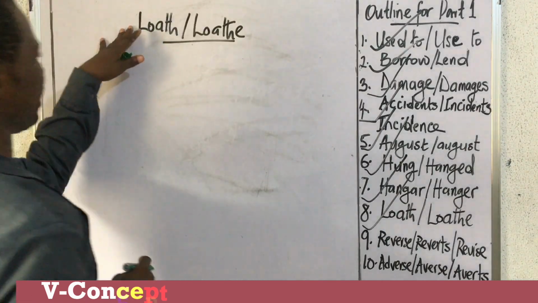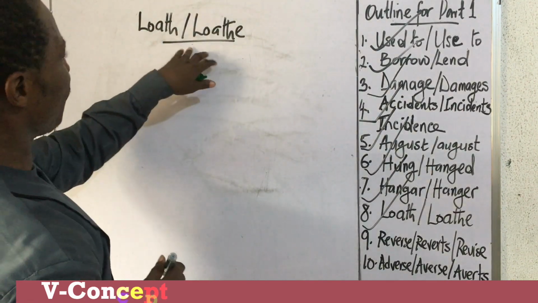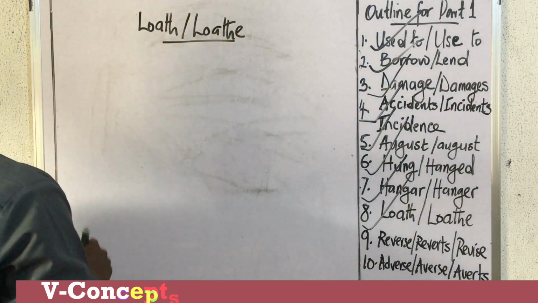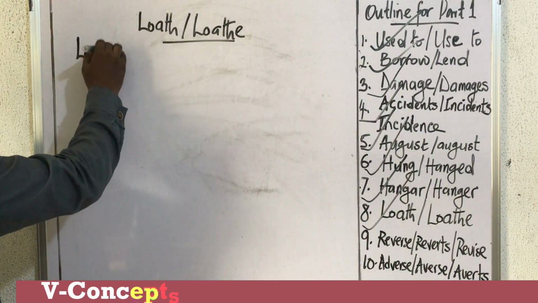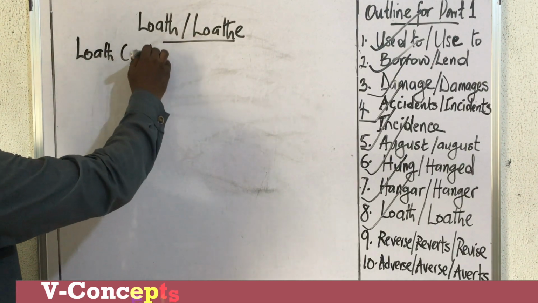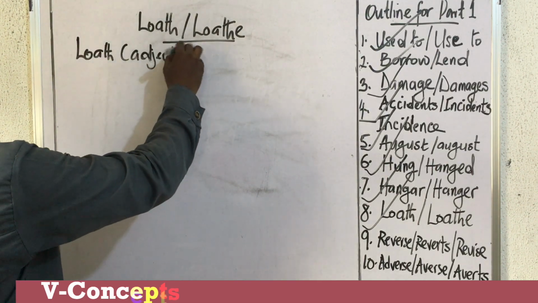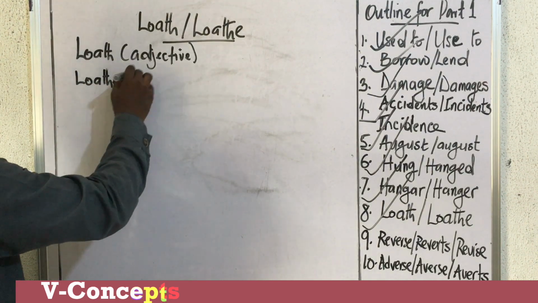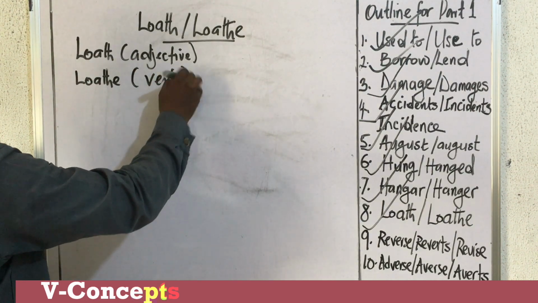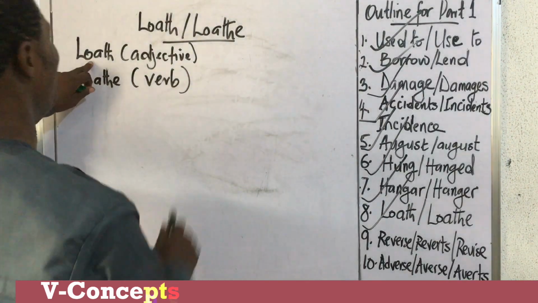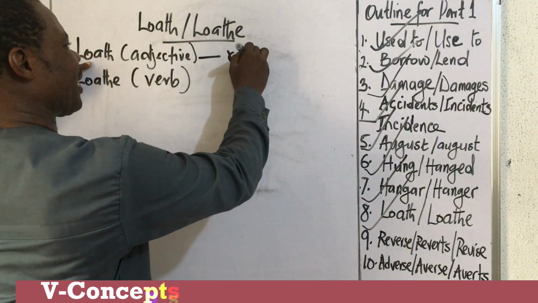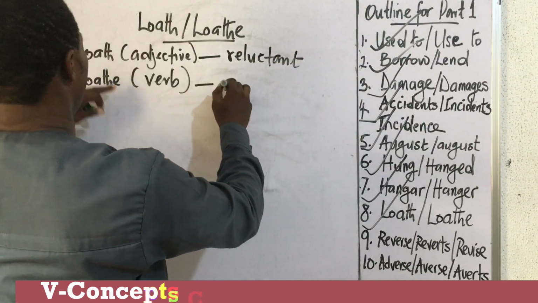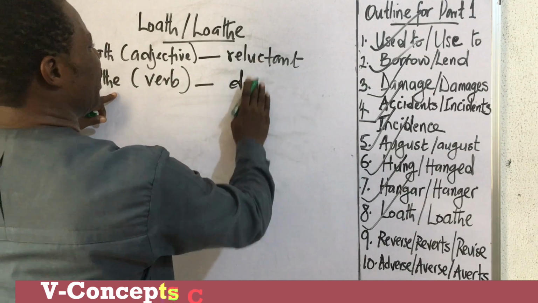The next pair of words here is loath and loathe. This first word, loath, is an adjective. Take note of that. While this second one, loathe, is a verb. Good. And what's the meaning of this? This one means to be reluctant. While this one means to be disgusted with.